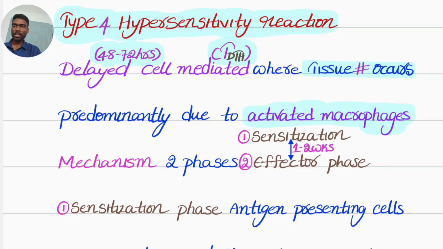Here it has similarity with type 1 reaction, as it has two phases of mechanisms: one is the sensitization phase and the other is the effector phase, same as type 1. But the difference is that here it is macrophage mediated, while type 1 is mast cell mediated. Same with type 2 and type 3, which also have similarities. Both are antibody mediated. In type 2, only antibody will go and attack the target cell, whereas in type 3 it is immune complexes, meaning antigen and antibody combination, that will go and attack the tissue, our own tissue.